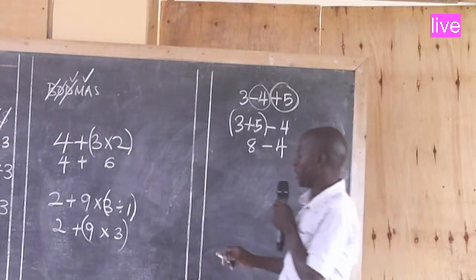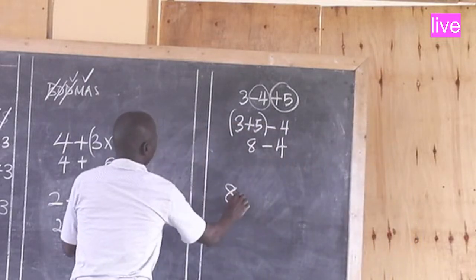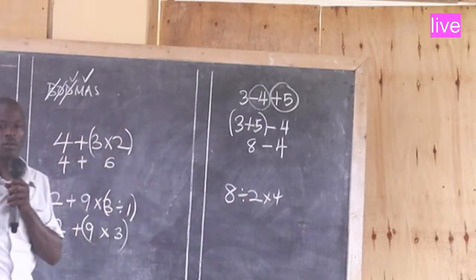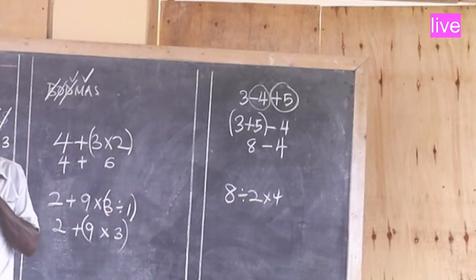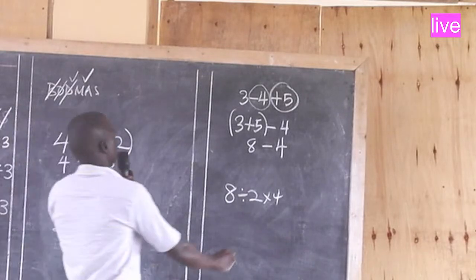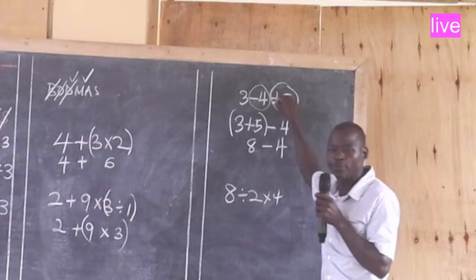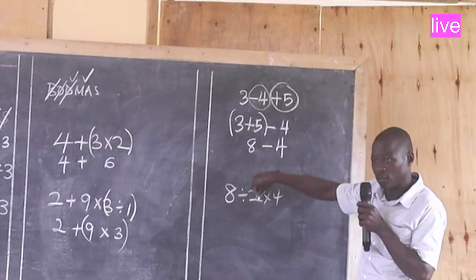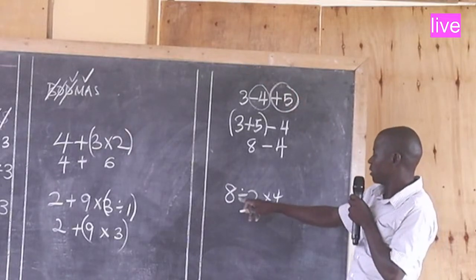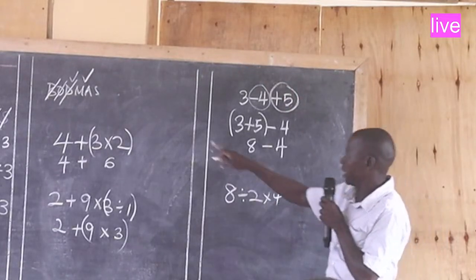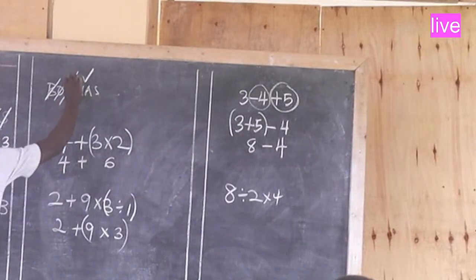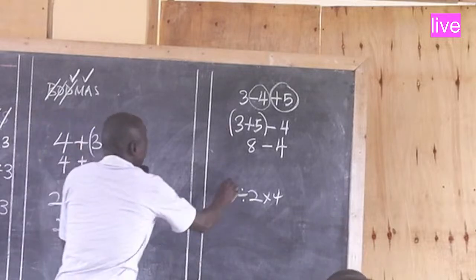Look at division and multiplication. 8 divided by 2 times 4. There is no rearranging. We only rearrange for addition and subtraction. For this one, go back and follow your BODMAS rule. Between division and multiplication here, which one comes first? So we first need to divide. Where are we dividing? We are dividing here.